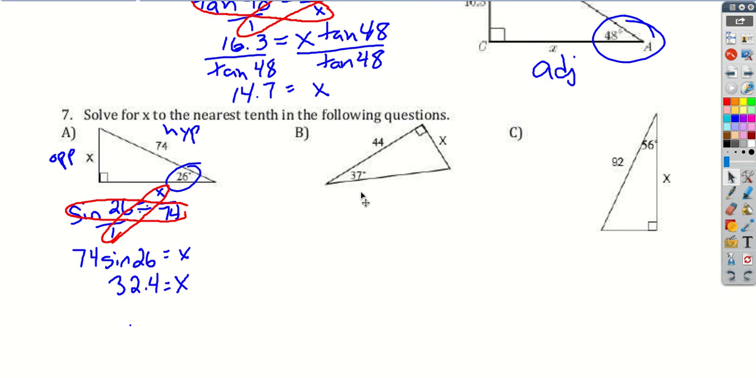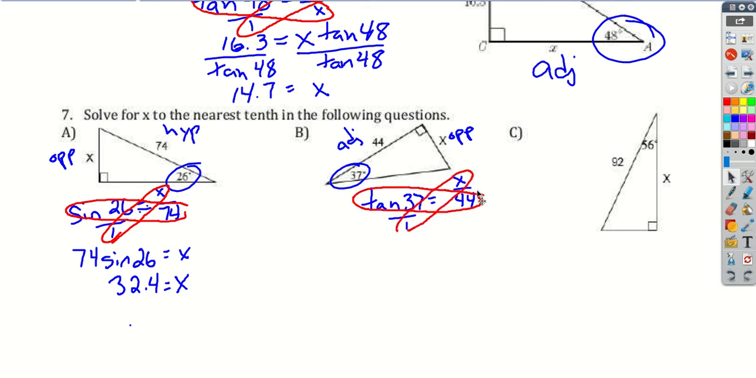For B, same thing. Angle, so adjacent and opposite means I'm going to use the tangent. So tangent of 37, opposite x over 44. Looking for a side, so we're going to go ahead and cross multiply. So 1 times x, and then 44 times the tangent of 37. This gets put in the calculator, nearest tenth, so it's 33.2.